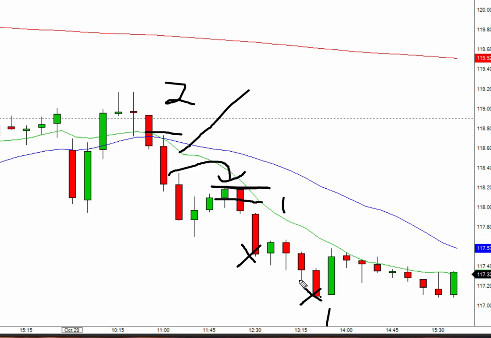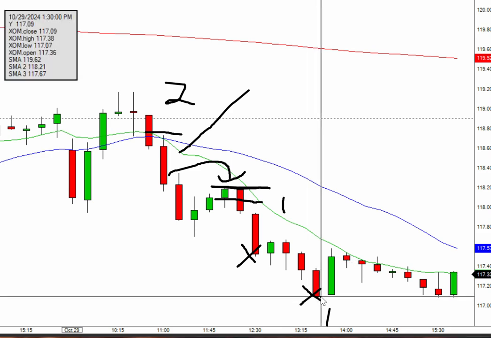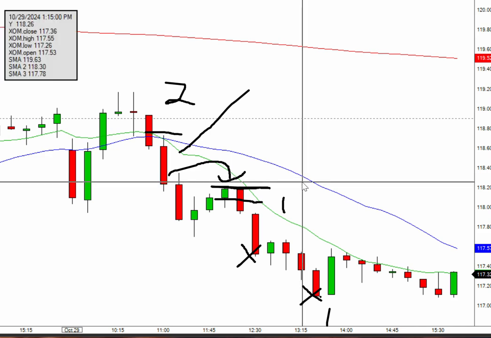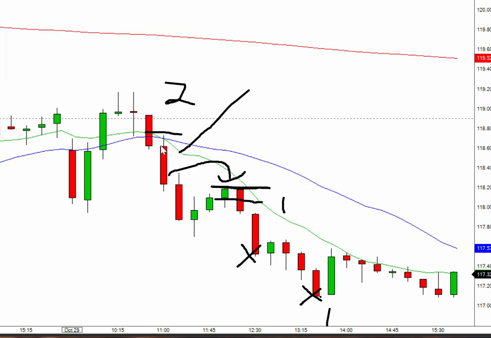From here, getting out at around, what was that today? 117.09. If you would have got here, 118.26 relative, so a $1.18 move. Okay. On 3 lots, again, this is under $300. On 1,000 lots or 3,000 lots, you know, that's $3,000. But you have to know when to play the market.